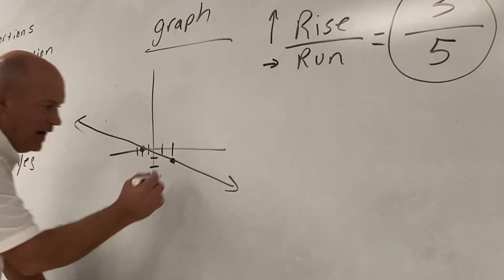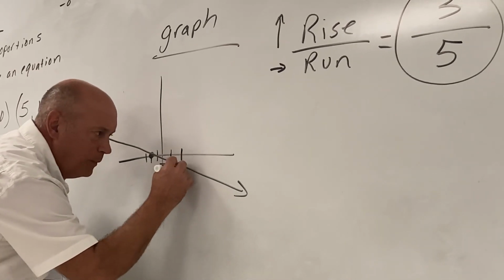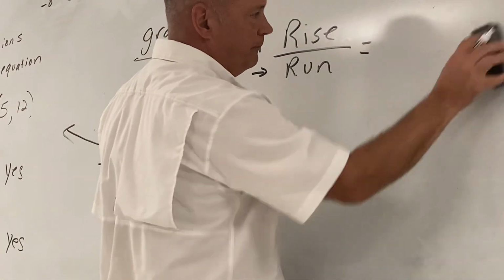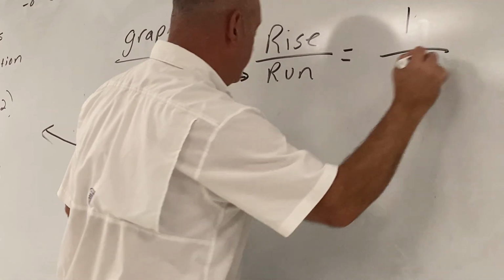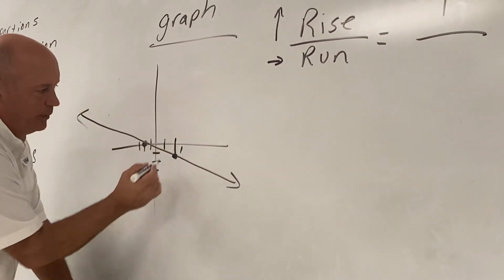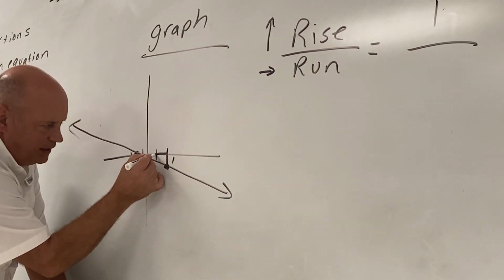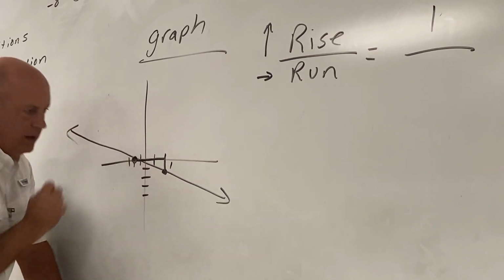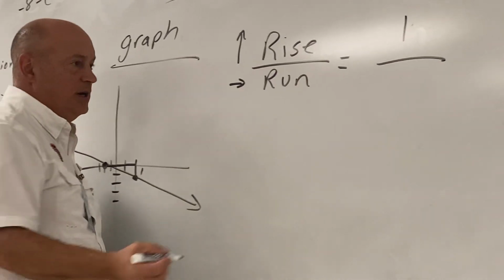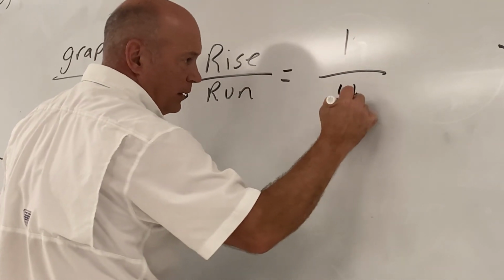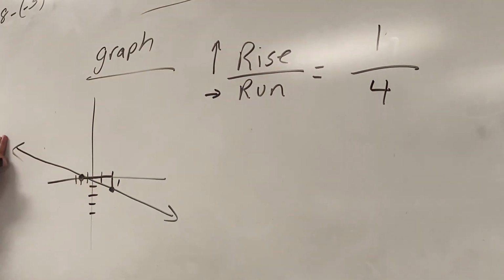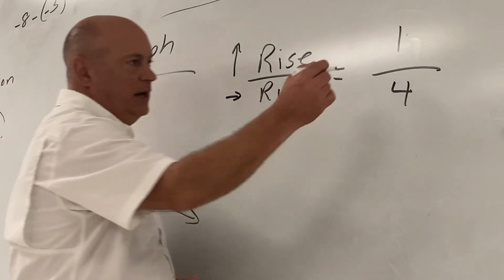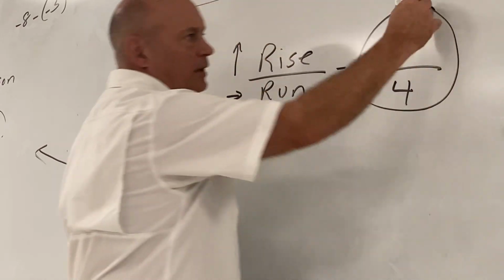So I'm going to go straight up. How many do I need to go up? 1. So the rise would be 1. I'll put a little 1 there. Now we're going to go straight over. Count with me. 1, 2, 3, 4. We're there. We've reached our destination. What's the run? 4. And there's only one thing we need to add. What direction is this line going? Down. It's automatically a negative 1/4.